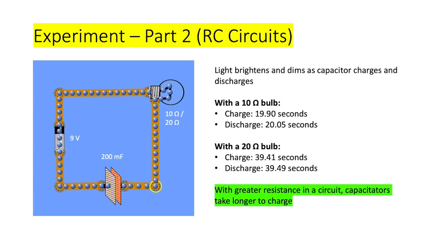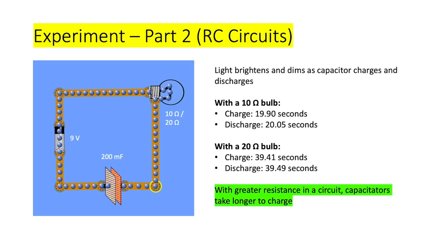Part 2 of this experiment looks at RC circuits. Here I built two circuits with a 200 millifarad capacitor, a 9 volt battery, and a 10 or 20 ohm light bulb. I noticed that when connected, the light starts bright and then dims as the capacitor charges. The opposite happens when the battery is removed and the circuit is closed with a wire, as the capacitor discharges.